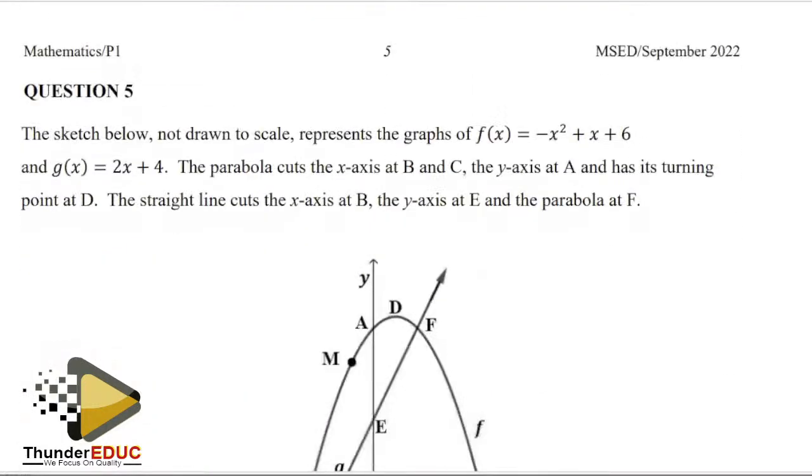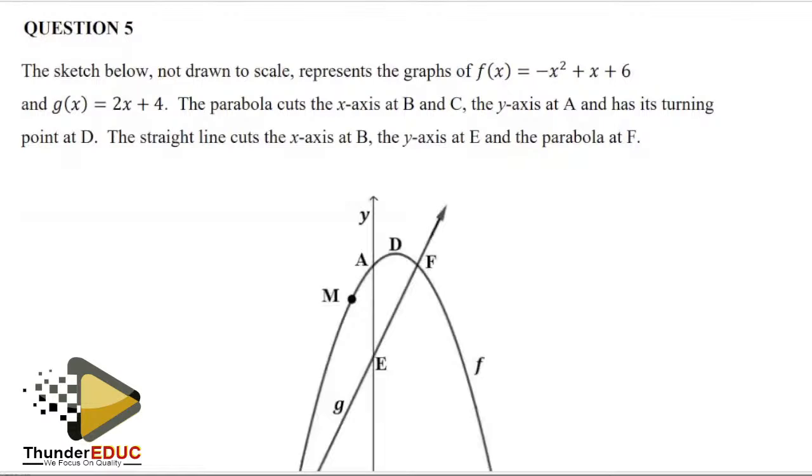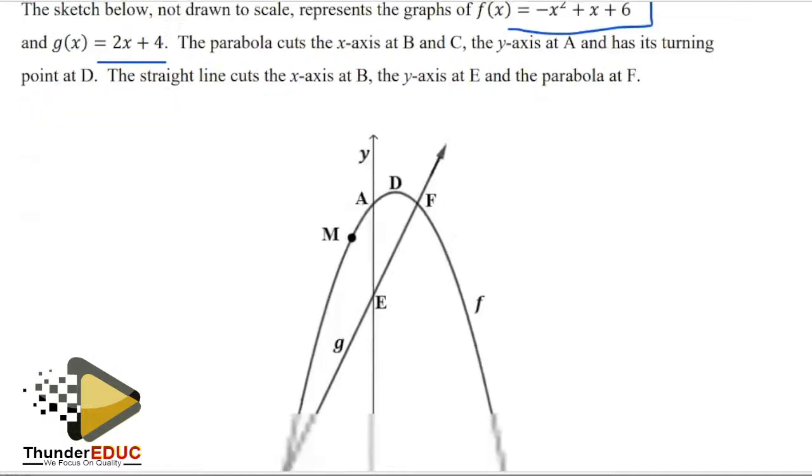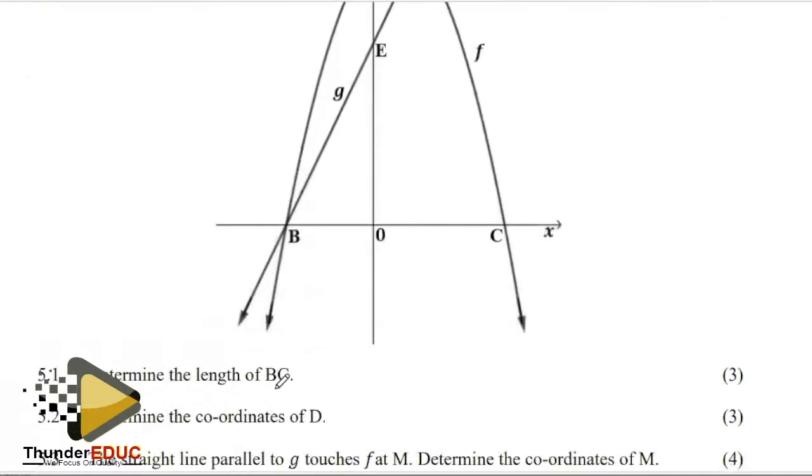And then we have this sketch below, not drawn to scale, represents a parabola. They never told us that, but it is x squared, so it's a parabola. And then we have a straight line. It cuts that and that, and so on. And then here we go. They ask us to determine the length. Now, whenever we're looking for length of lines that are parallel to the x-axis or parallel to the y-axis, in other words, just horizontal and perfectly vertical, you don't need to use the distance formula.